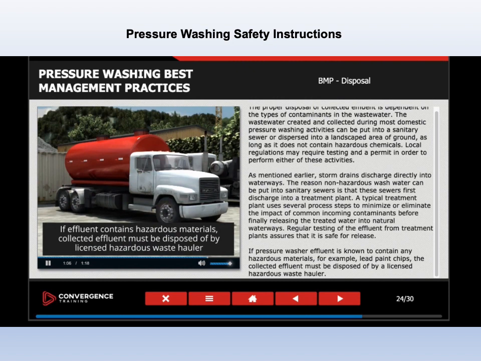If pressure washer effluent is known to contain any hazardous materials, for example, lead paint chips, the collected effluent must be disposed of by a licensed hazardous waste hauler.